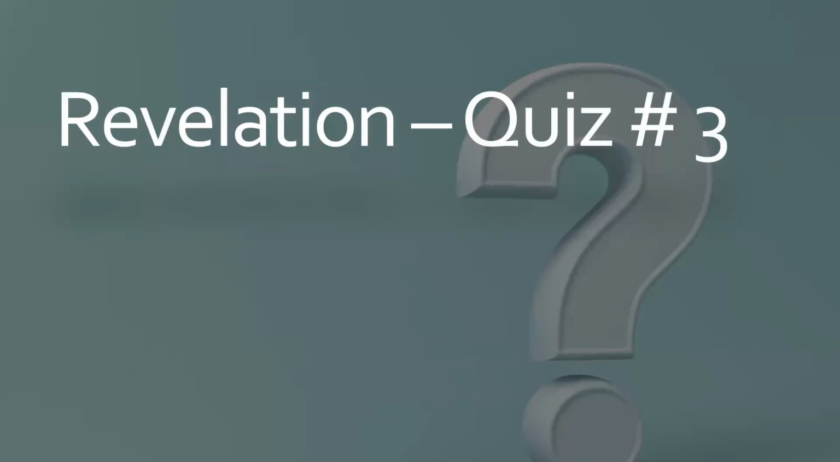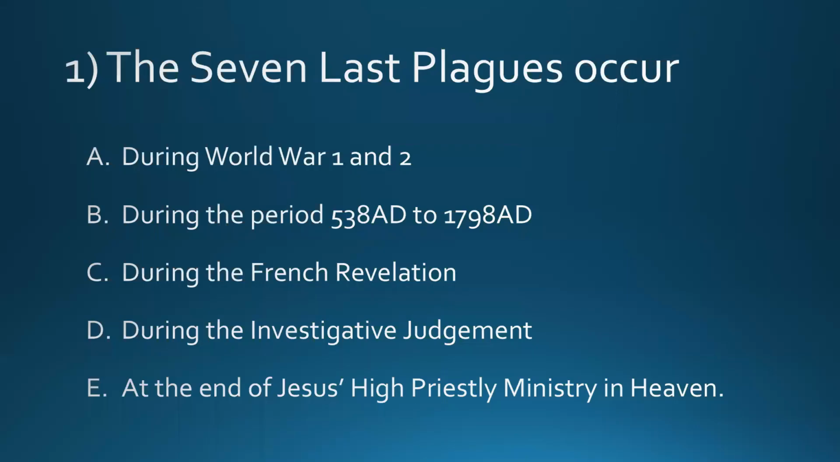All right, so let's resume. This is now the 3rd one and our last one for today. And this one is a bit more contemporary and picking up some of the stuff we've just covered. So this one says, the 7 last plagues occur when? Right, we have to answer that question. During World War I and II? Is that when the 7 last plagues occurred?